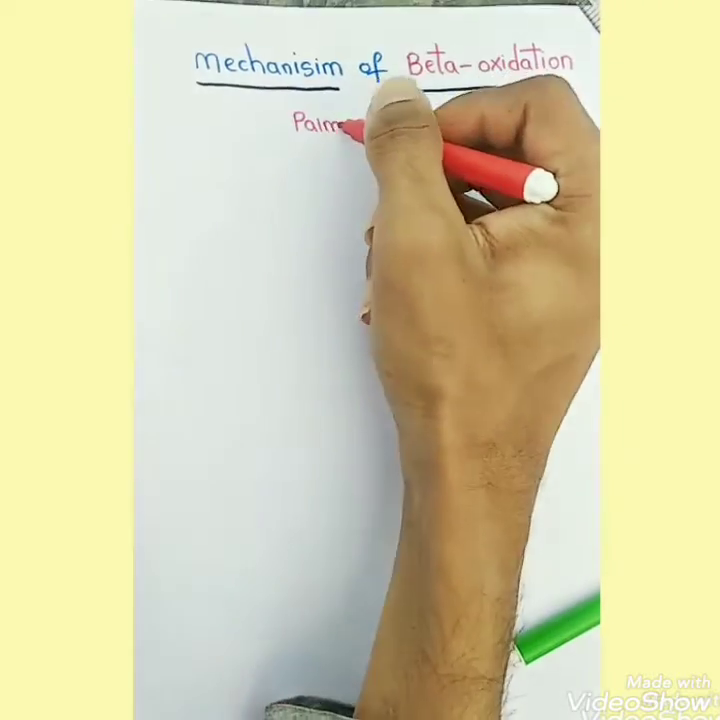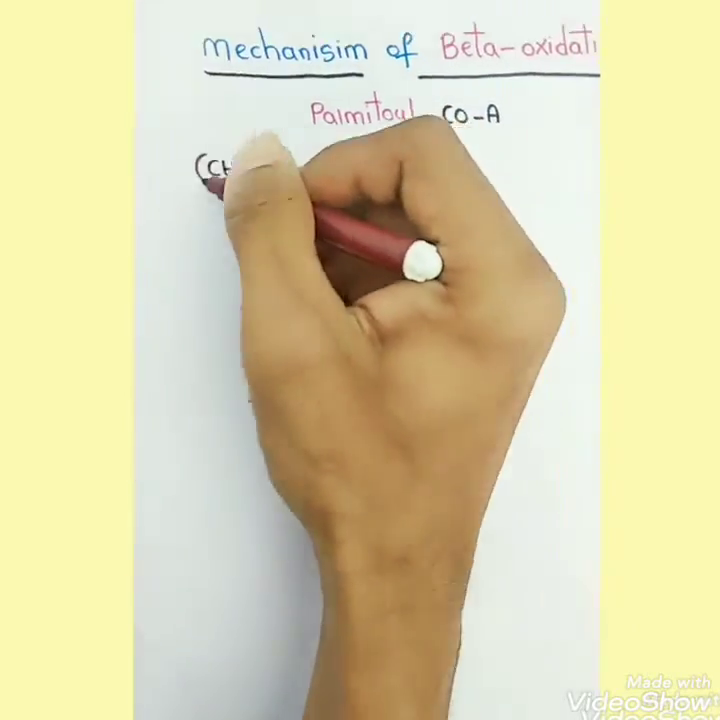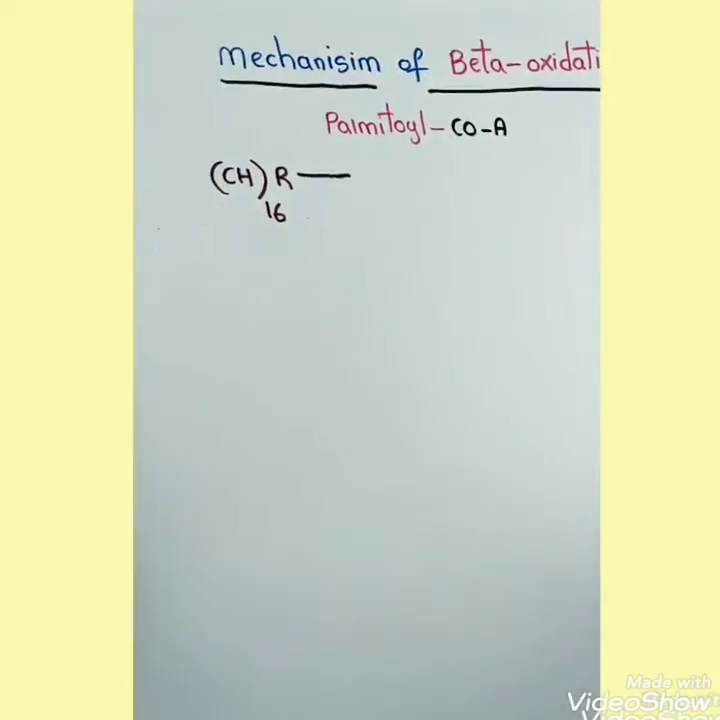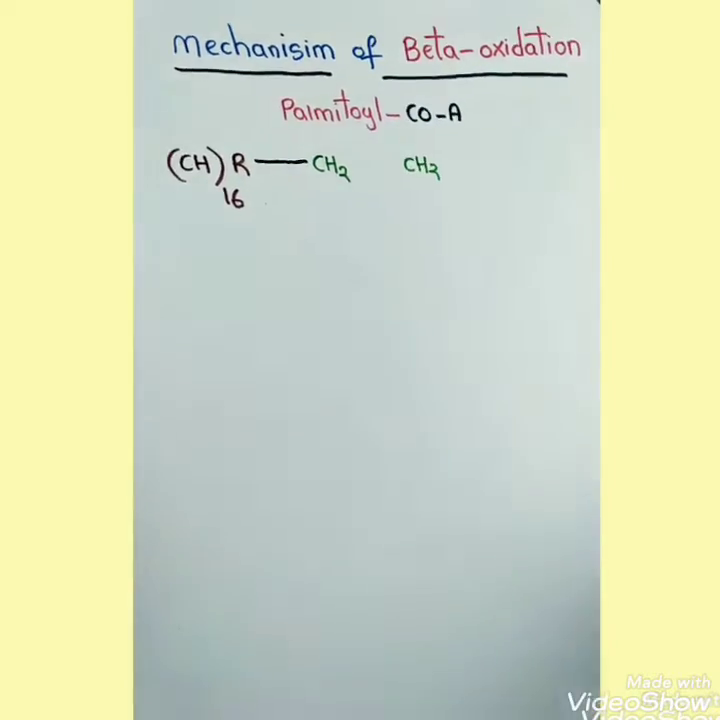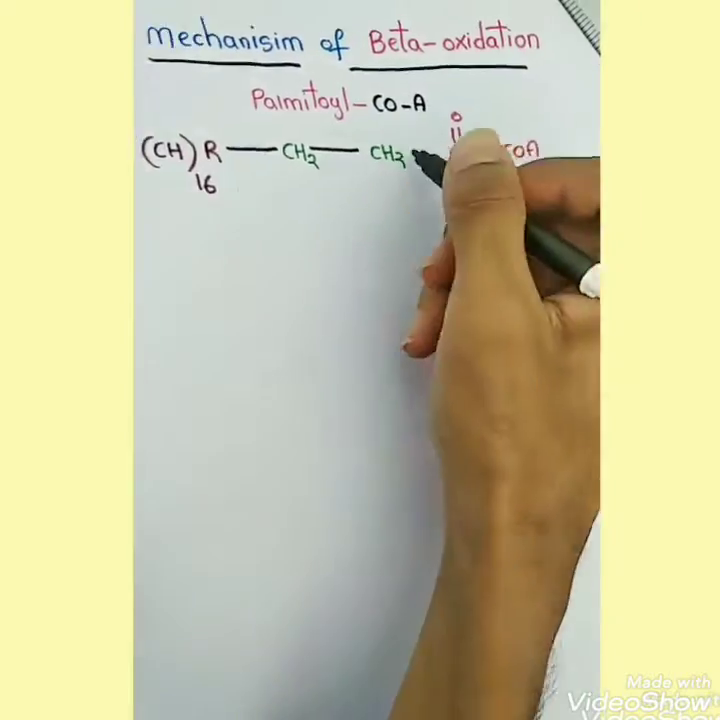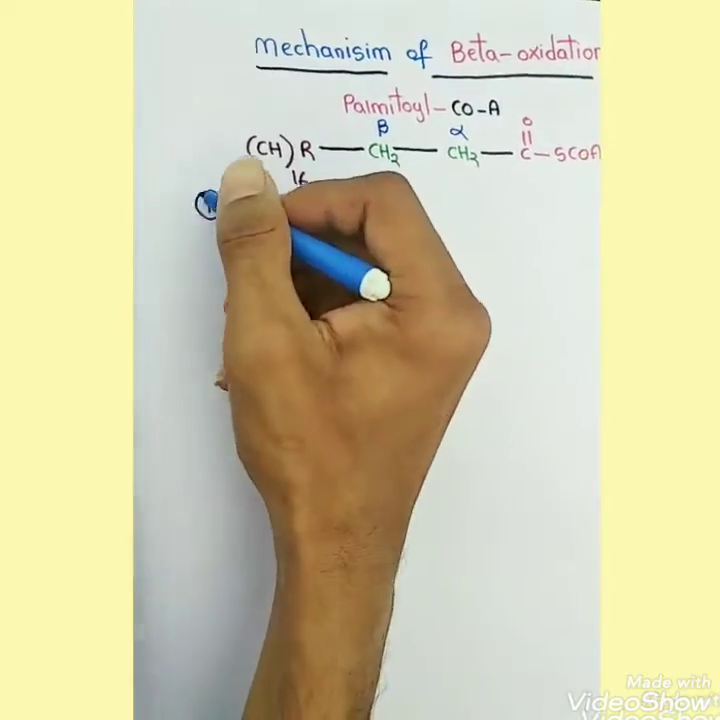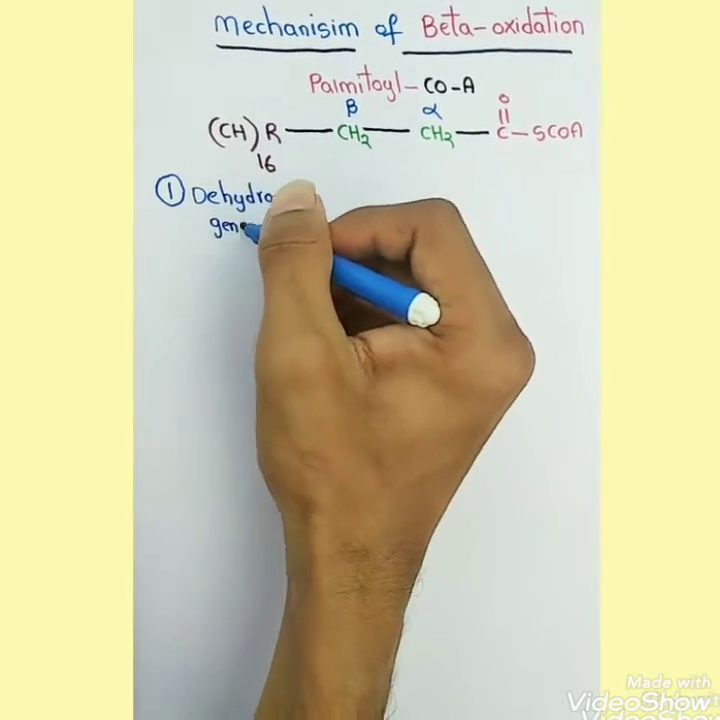We have the 16-carbon palmitoyl-CoA. It is a saturated fatty acid, having the 16-carbon chain here, which is an acylated form attached to coenzyme A, with the alpha and the beta carbon here. The first step in the beta oxidation is the dehydrogenation.